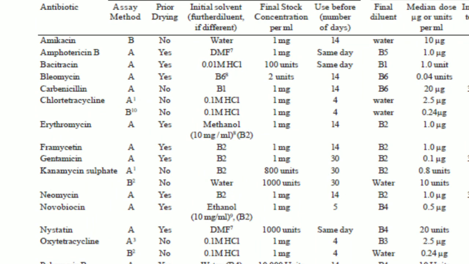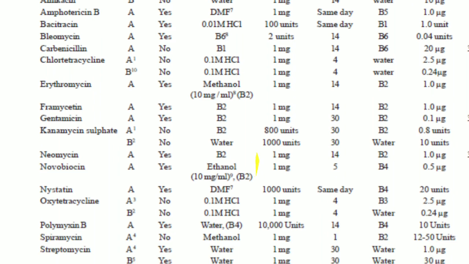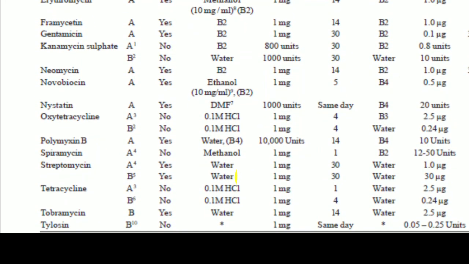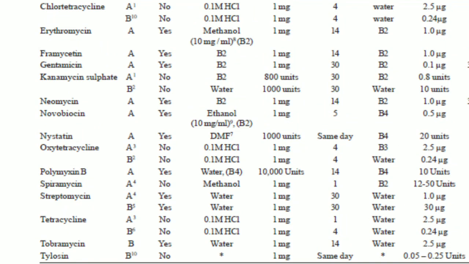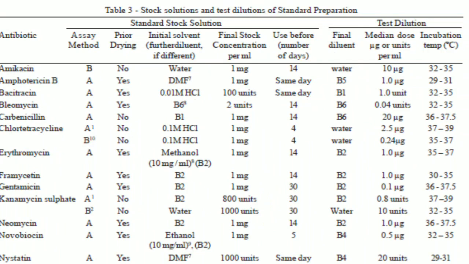If we talk about amikacin, method B is used. For amphotericin B, method A is used. Bacitracin, method A is used. Bleomycin, method A is used. Carbenicillin also method A, chlortetracycline method A as well as B, erythromycin method A, famotidine method A, gentamicin method A, kanamycin sulfate method A and B, neomycin method A, novobiocin A, nystatin A, oxytetracycline A as well as B, polymyxin B method A, spiramycin, streptomycin method A. For streptomycin method B is also followed. For tetracycline method A and B, and for tobramycin and tylosin method B is used.